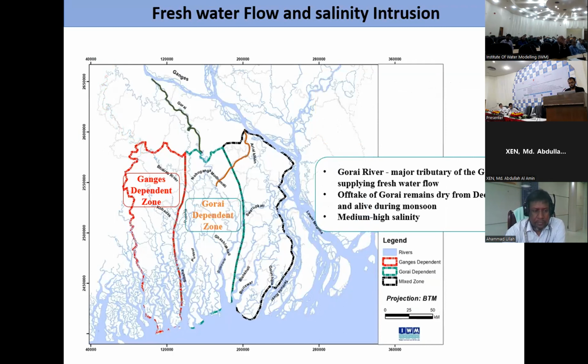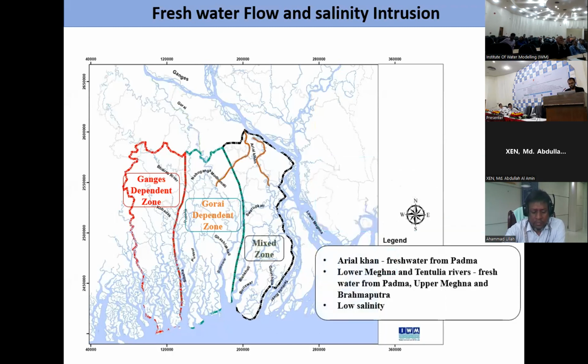The next is the Gorai dependent zone. It receives freshwater from the Gorai river and from the Arialkha river through the Madaripur Bill route. This zone is less saline than the Ganges dependent zone. Finally, the mixed zone receives freshwater mainly from the Arialkha river and Ilisha river, as this river connection with Padma is live, so the mixed zone is less saline.